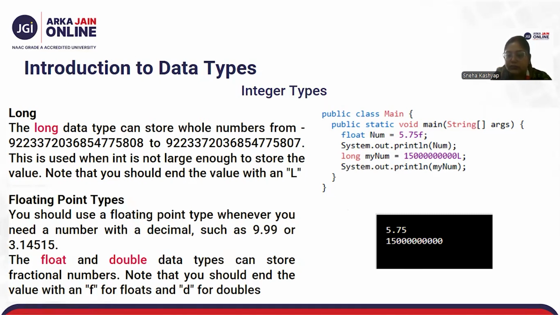Now I am going to give the command System.out.println and give the variable num to print. So I'll get the output as 5.75. Now next is long my num. Here I have stored a large value, and denoted it with a capital L. Once I print the statement, I'll get the output as shown below. So these are the two outputs I'll get upon running this program.